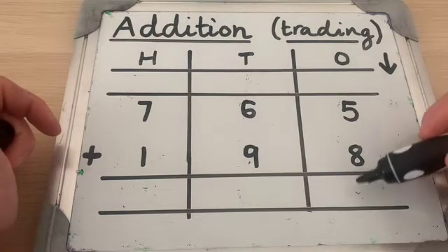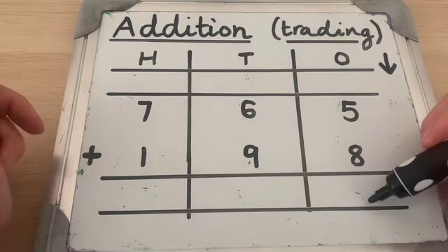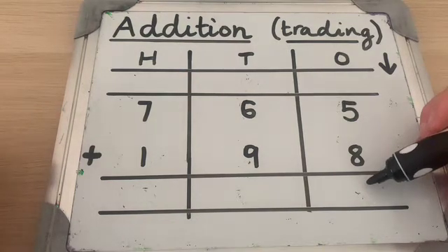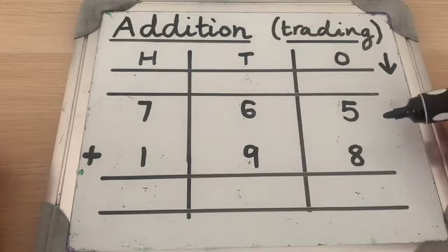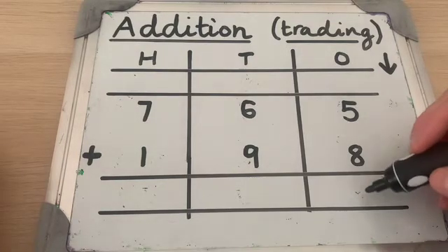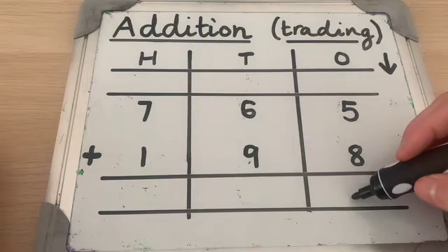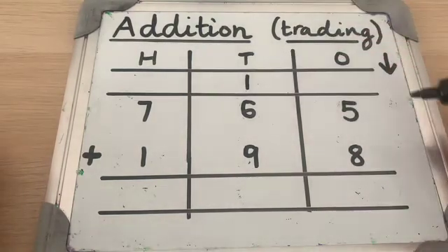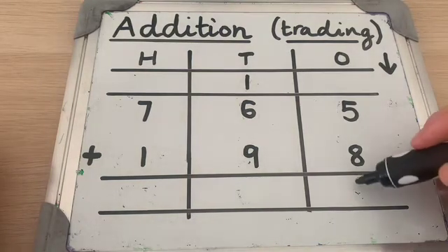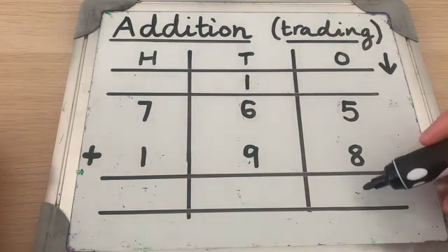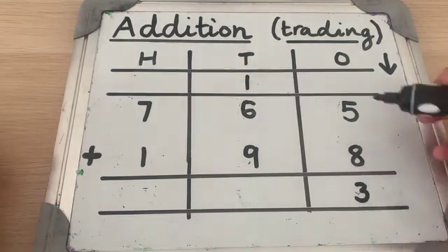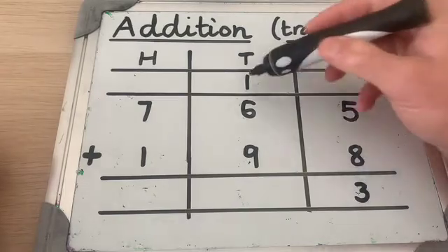With 13, I cannot write 13 here. I can only write a maximum of 9 in any column. So I need to trade. With 13, I'm going to trade 10 ones for 1 ten by writing a 1 here. So 13 ones, and I've traded 10 ones. That leaves me with 3 ones. Remember, I can still see my number here, 13.